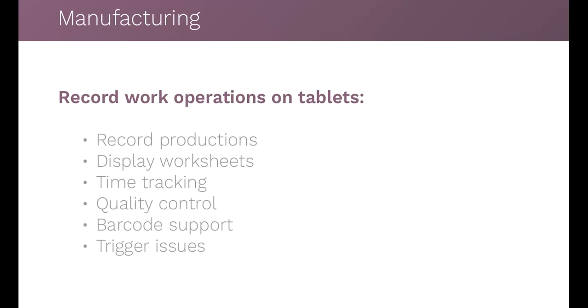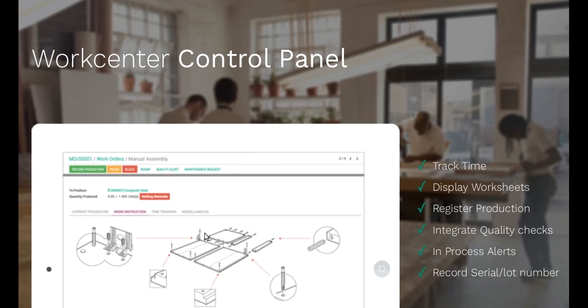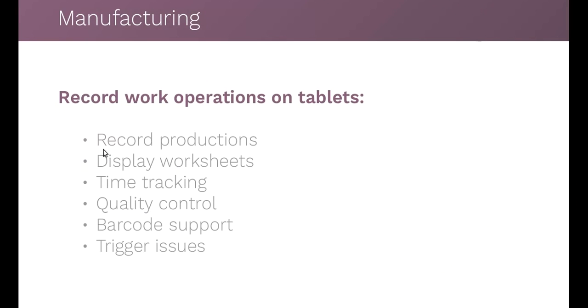One of the good things we did for manufacturing is that we have a system now where you can put a tablet on every work center. So I think that's super cool. You'll be able to put a tablet on each work center, and all the operations will be recorded from those tablets. So you can imagine that you have a tablet on a work center like this, right here. And on the tablet, you'll be able to record production, display the worksheet so the worker has the latest version of the worksheet, always in front of him.